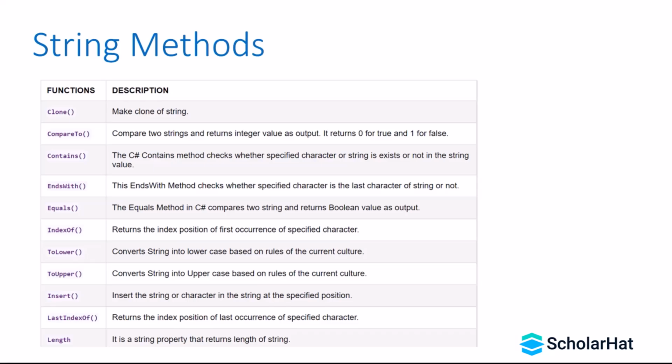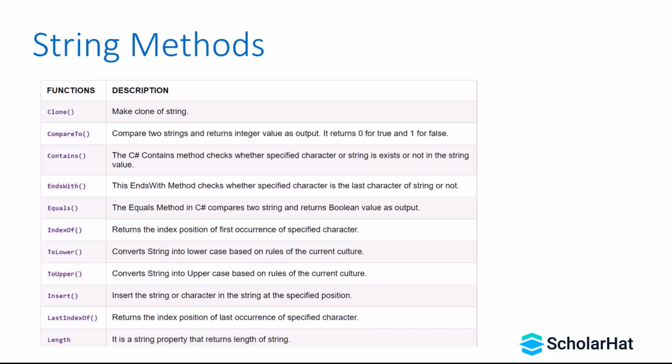It has the contains method to find out the existence of the specified character. We have the ends with method to check whether the specified character is the last character of the string or not. It has the equals method if you are comparing two strings. It returns a boolean value as output. If both strings are equal, it will return true. If both are not equal, it will return false. We have the index of method. It returns the index position of the first occurrence of a specified character.